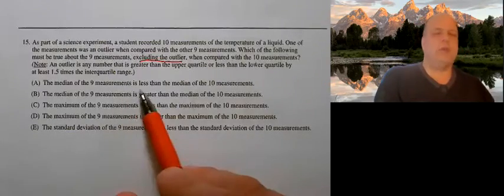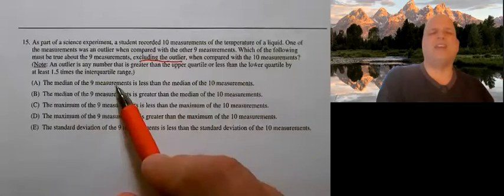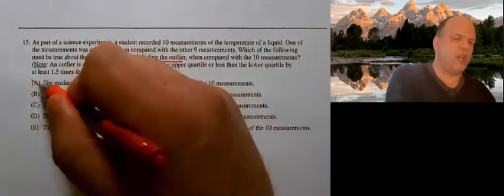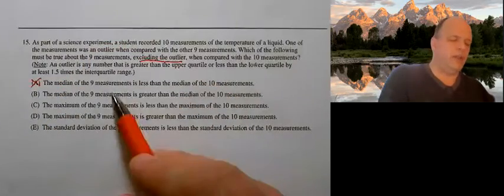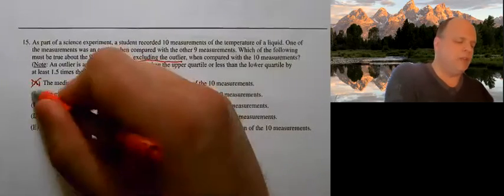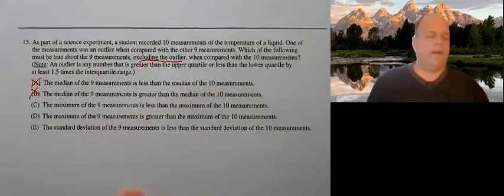So the median of the 9 measurements is less than the median of the 10 measurements. Well, medians are not typically impacted by outliers, so we don't know that there was a change. There might have been, we're not necessarily sure. Again, this next one is addressing median. Median's typically not impacted by outliers, so we can ignore that.